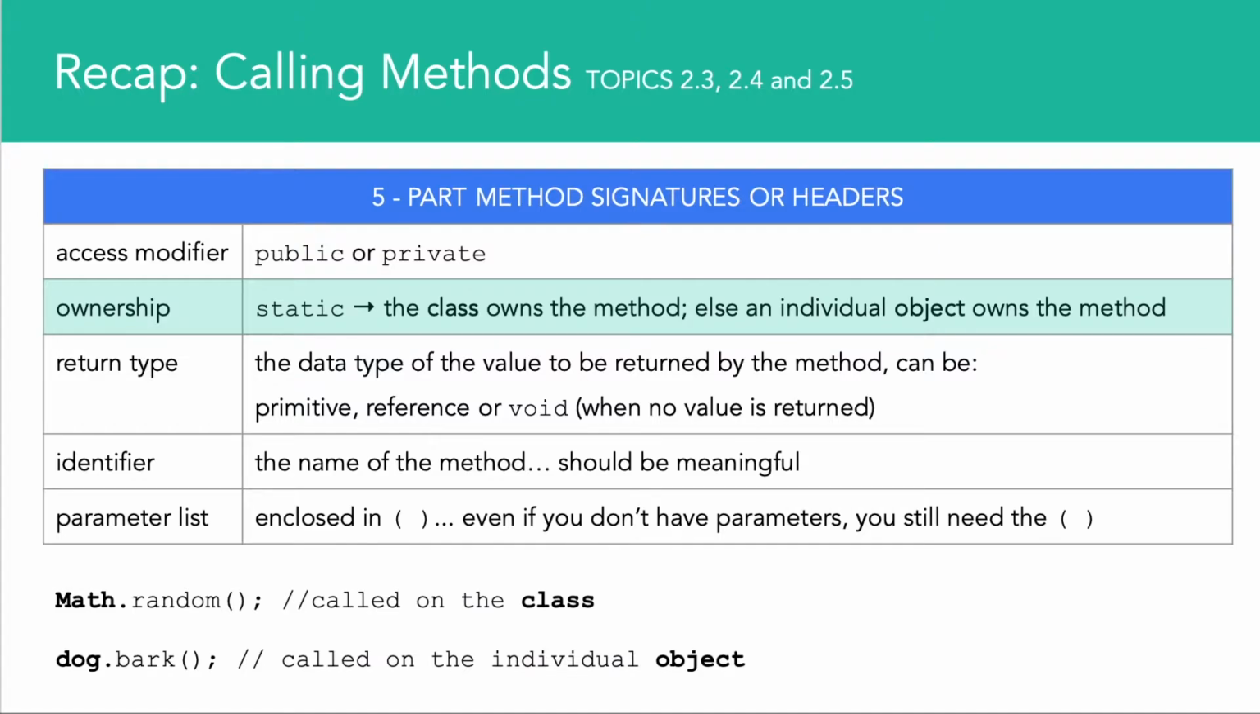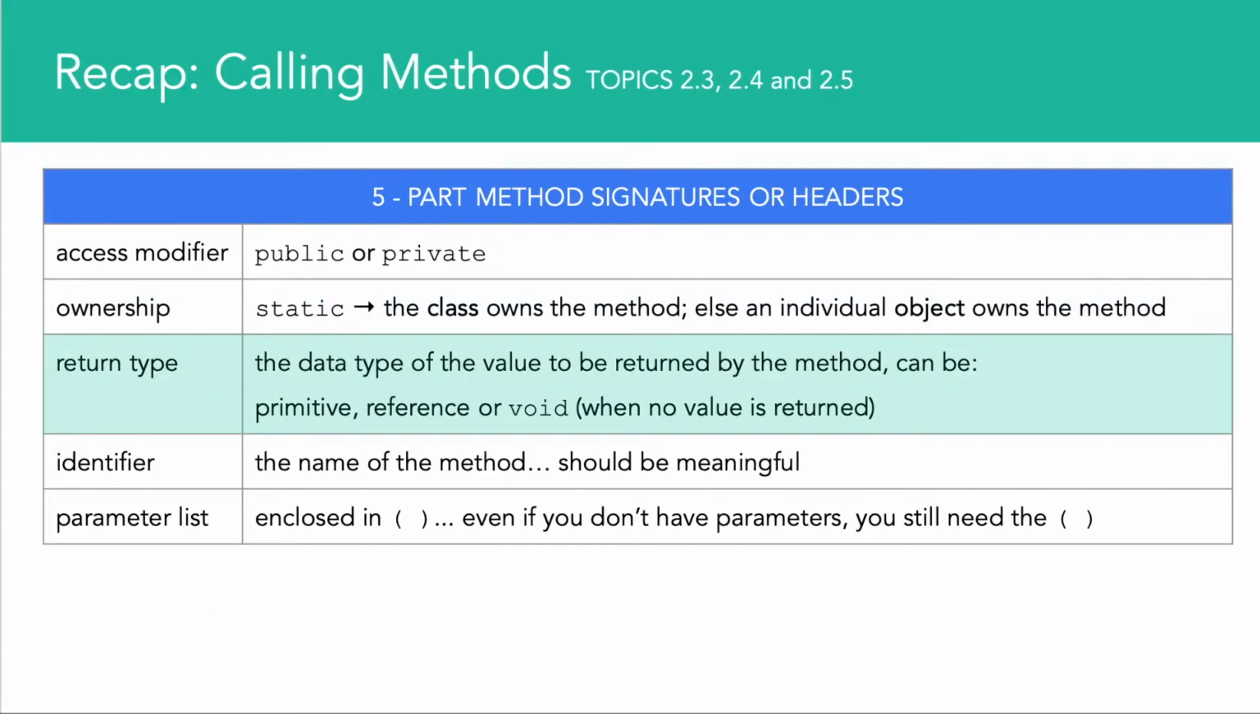The Math class methods are mostly static, which is why they are called through the class. In the second example, bark is a non-static method that is called on an object, dog. You then have to consider the return type. The data type of the value to be returned by the method can be primitive, reference, or void when no value is returned. You will then need to name your method.